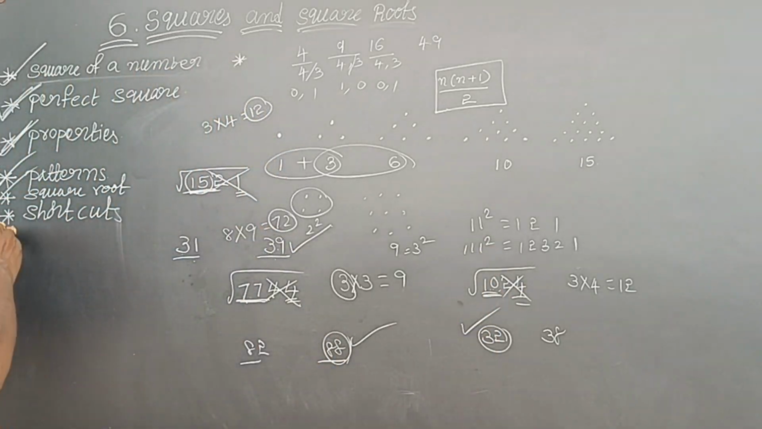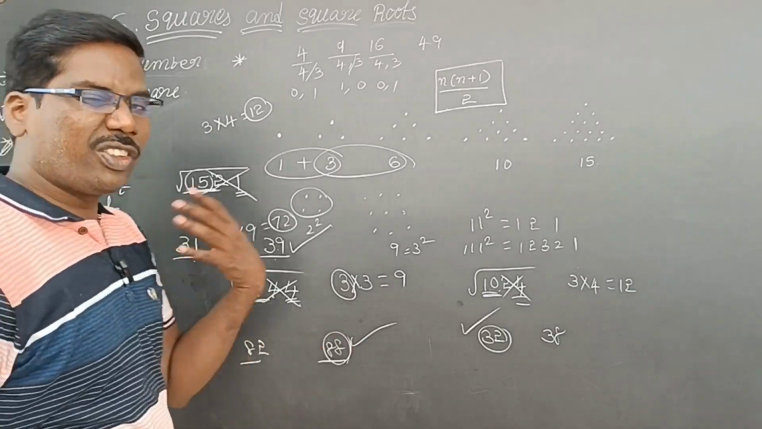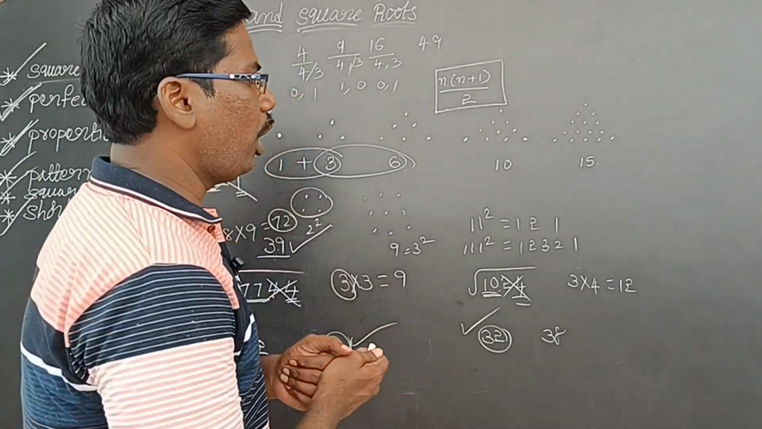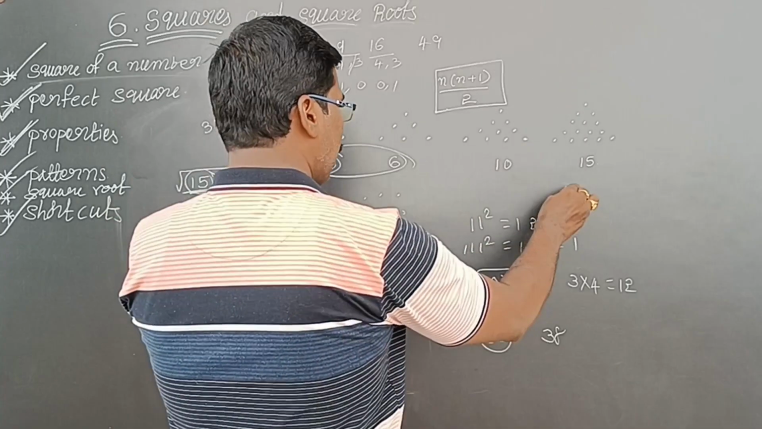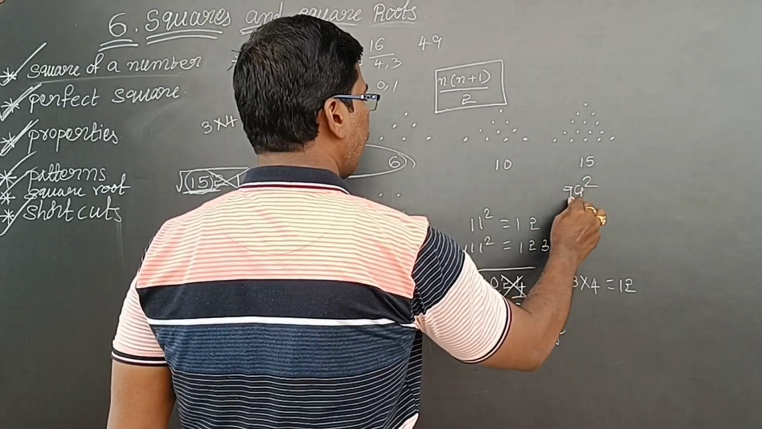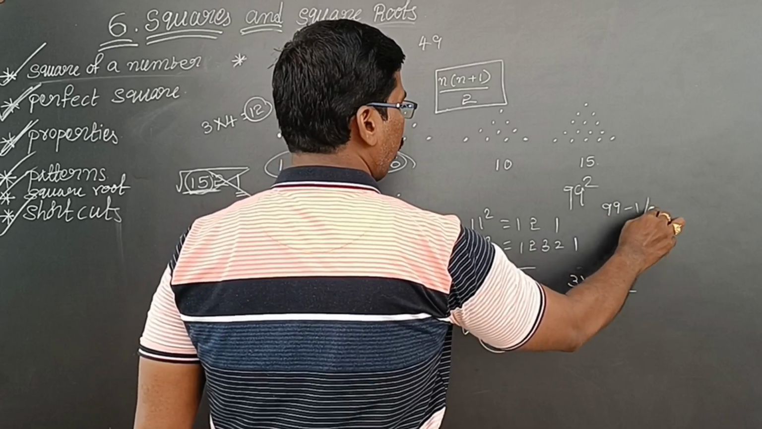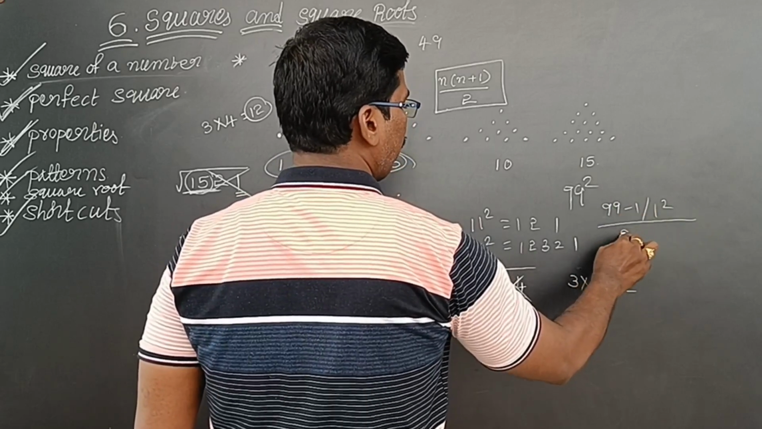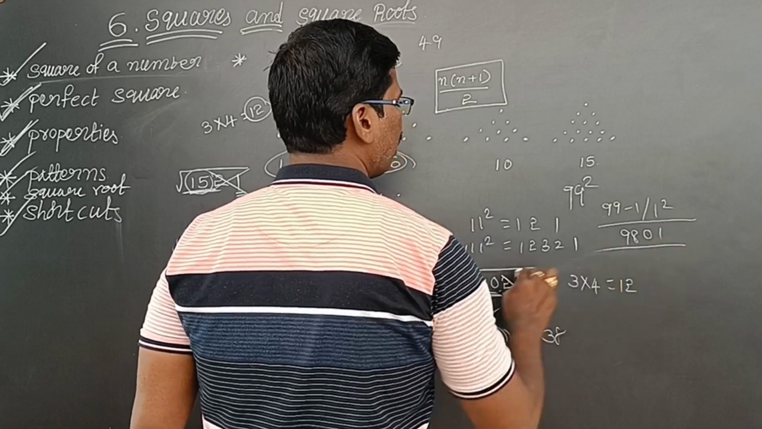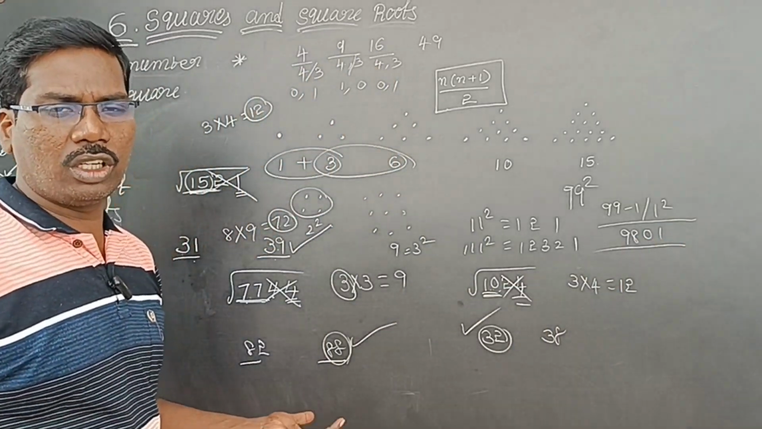So this is the friends' shortcut for square roots, and there are square shortcuts also. So I will say how to find a square. Now see here, I want 99 square. So what will you do? 99 minus 1, and 1 square. So 99 minus 1 is 98. 1 square is 01. So the answer is 9801.